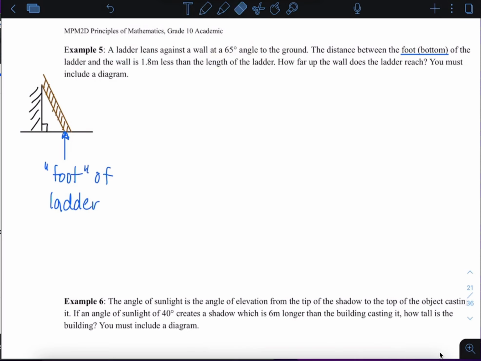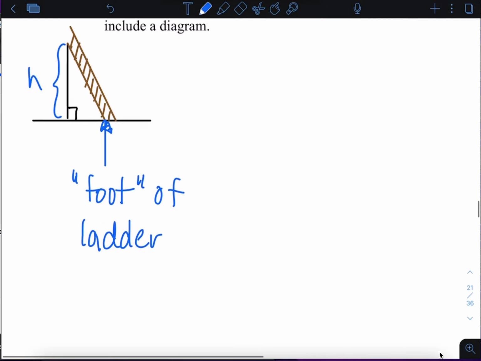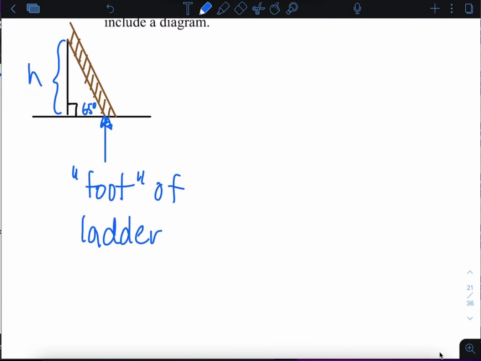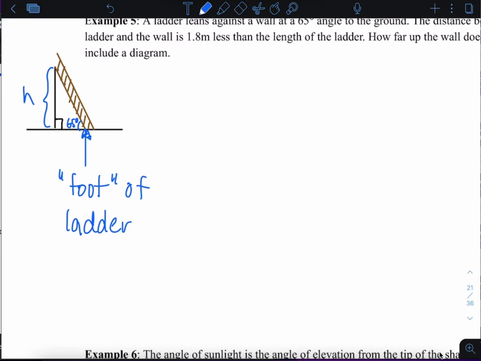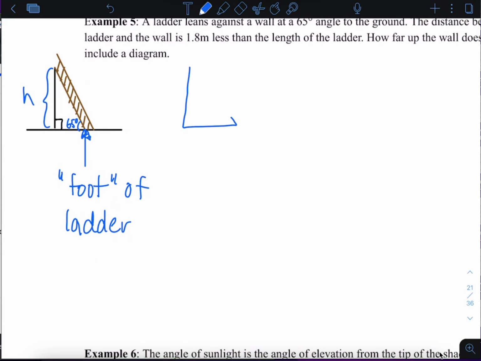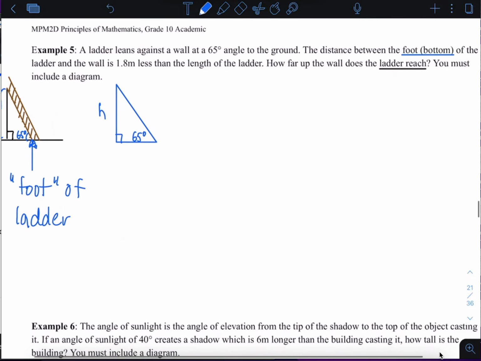So what we need to figure out is how far up the wall the ladder reaches. Essentially what I want to know is this distance here, which I'm going to call h for height. It says the ladder leans against the wall at a 65 degree angle to the ground. So this angle here is 65 degrees. So I'm just going to draw a simplified version of this triangle. Here's h, here's 65 degrees, and then we have to read the rest of the words.